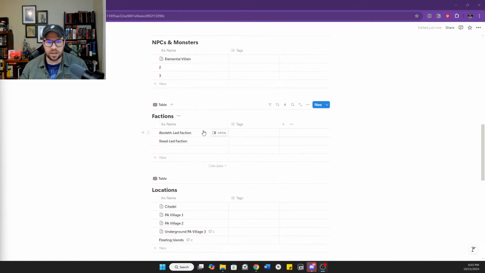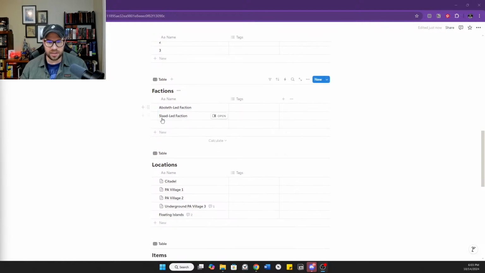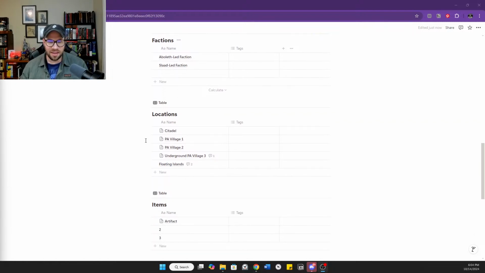You guys came up with some great ideas about some factions, including one that's led by an aboleth and one that's led by Slotty. So we have a duality here in terms of chaos and law to some degree, although aboleths aren't necessarily intrinsically lawful, but compared to the chaos of the limbo born Slotty, they would seem more lawful.